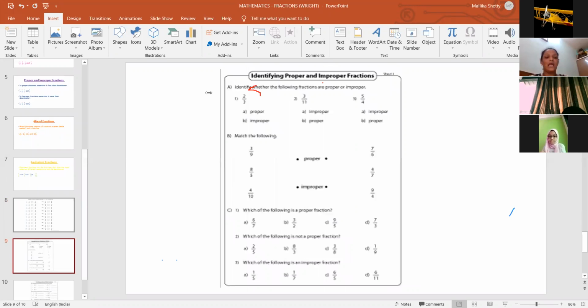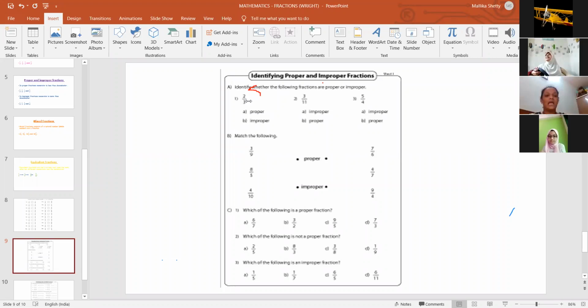Here you have to tell me, identify whether these following fractions are proper or improper fractions. The first one is 2 by 3. Is it a proper fraction or an improper fraction? It's a proper fraction. Everybody is quiet. I want you all to answer. It's a proper fraction. 5/4 is an improper fraction.